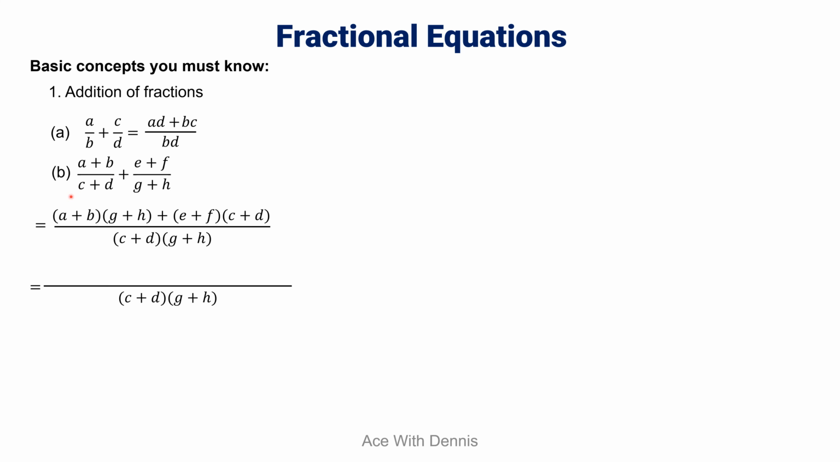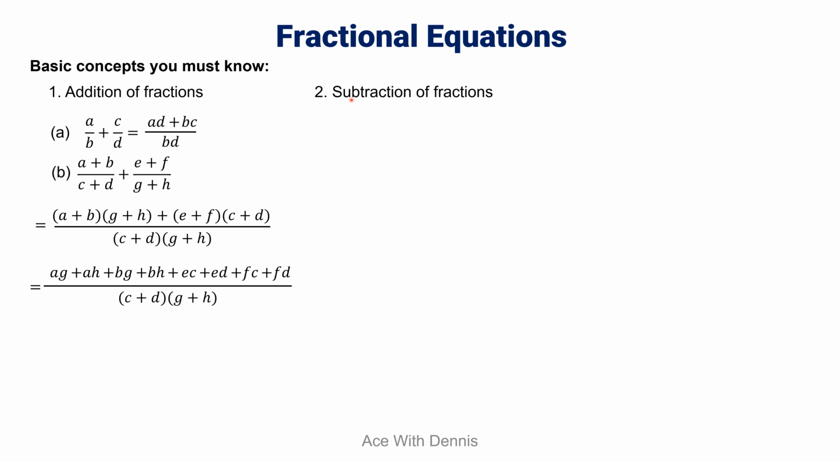Alright, so after that we can expand the brackets here. Like a times g, I will get ag, then a times h, I will get plus ah, b times g will be plus bg, and b times h we have plus bh. Similar for the second expansion here, we have plus e times c, ec, plus e times d, ed, plus f times c, fc, plus f times d, then fd.